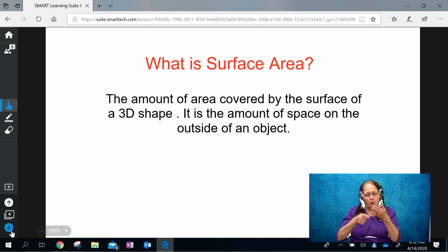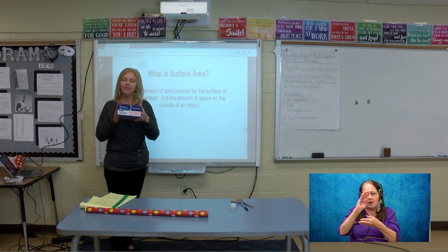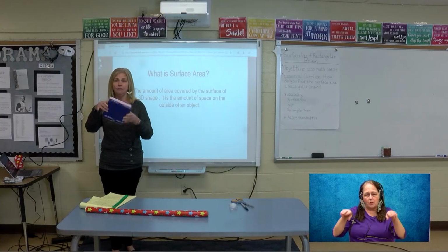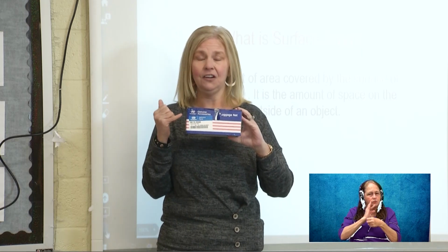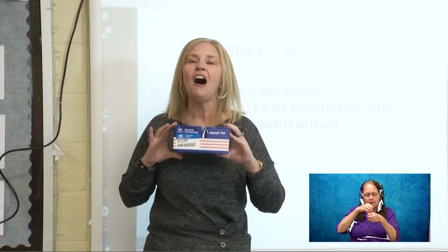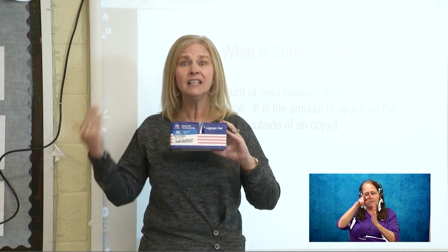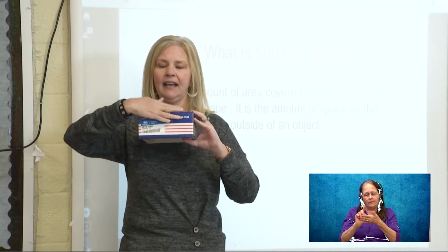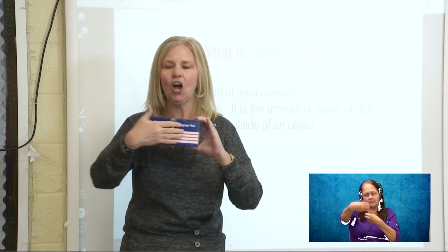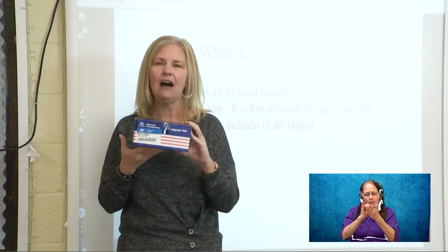What is surface area? The amount of area covered by the surface of a 3D shape. It is the amount of space on the outside of an object. If you look at this, this is a rectangular prism. The inside is not what we're talking about here. The inside would be the volume, how much something can hold, and we're going to discuss that in detail next week for our lesson. Surface area is the outside. It's all the space something takes up on the outside.